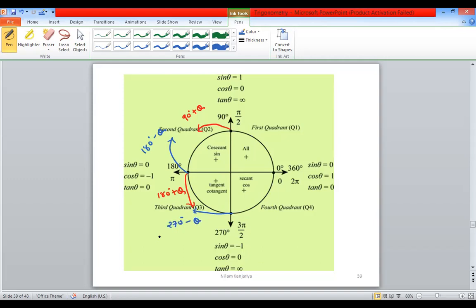Now the student tell me, in the second quadrant you have two values of theta. First is 90 plus theta, second is 180 minus theta. In the third quadrant you have two angle values, it's 180 plus theta, 270 minus theta. Could you say something about the fourth quadrant? What happens when I'm going from 270 to 360 and 360 to 270?